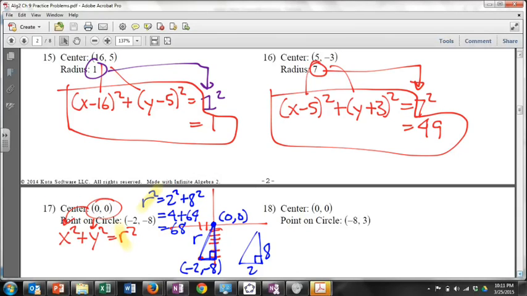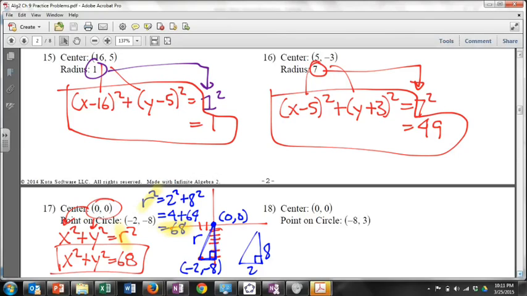Actually I want r squared, so I just put 68 right there, and I'm done. x squared plus y squared is equal to 68.